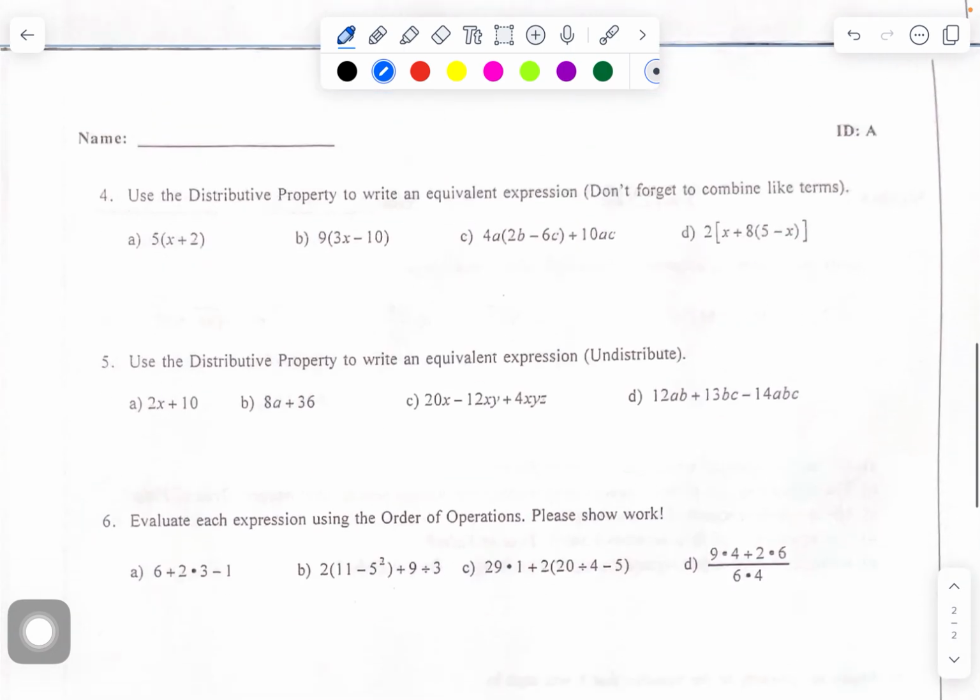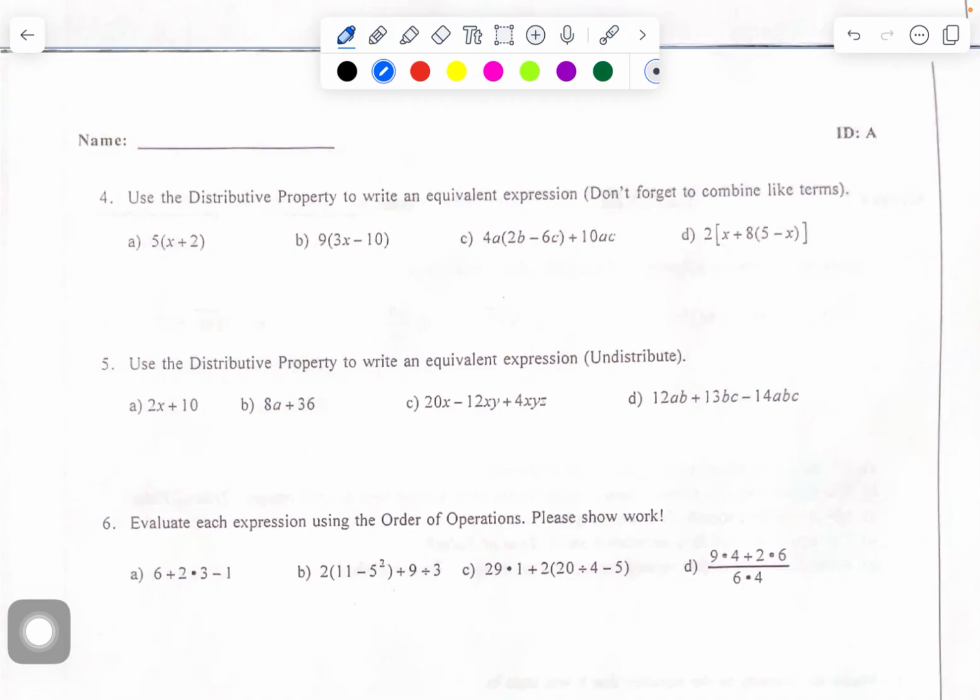On the back, we start with the distributive property. Like I said before, the distributive property tells you that you multiply the number on the outside by each of the numbers on the inside. So this would be 5x plus 10. For B, if you distribute the 9, 9 times 3 would be 27x, and then 9 times, think of this as a negative 10, would be minus 90.